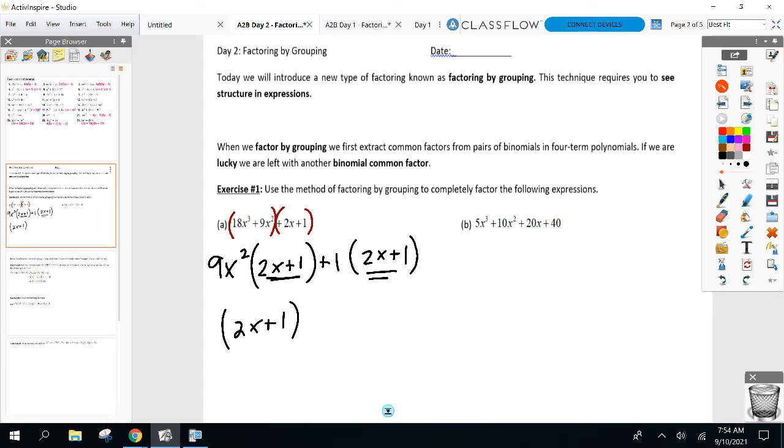All right, ready? I take out a 2x plus 1 on the left side. What's left? 9x squared. I take out a 2x plus 1 on the right side. What's left? Plus 1. Congratulations, you just grouped. One second.